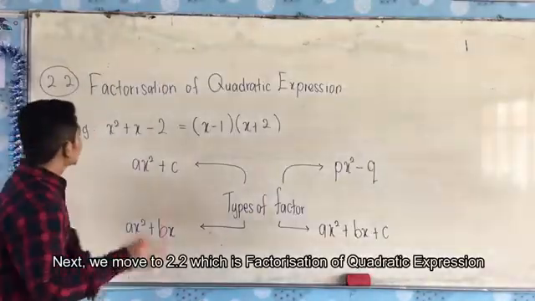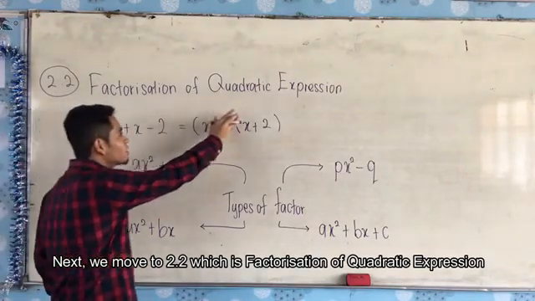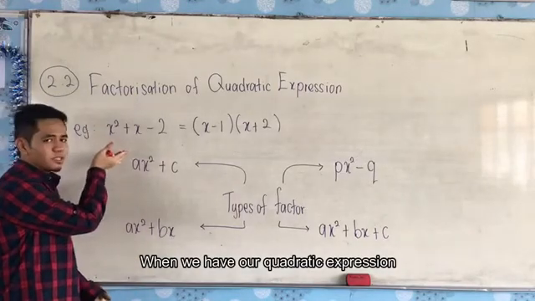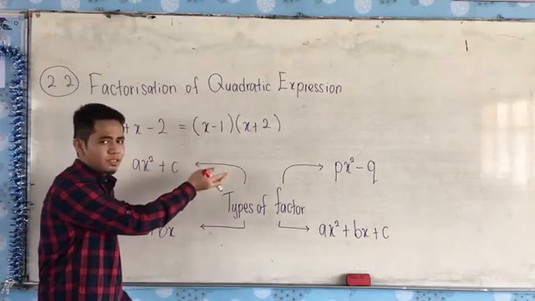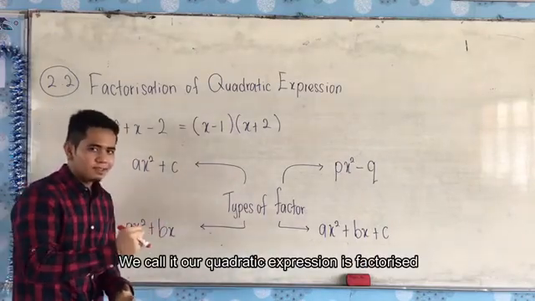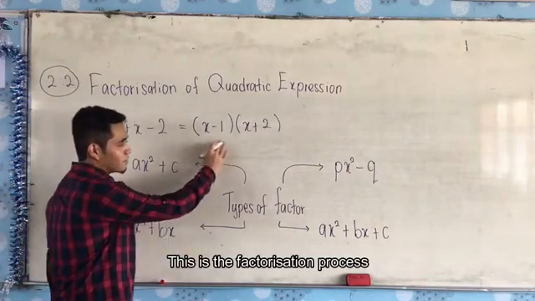Okay, next we move to 2.2, which is factorization of quadratic expressions. So when we have our quadratic expression, we factor it into two linear expressions. We call it our quadratic expression is factorized. So this is the factorization process.